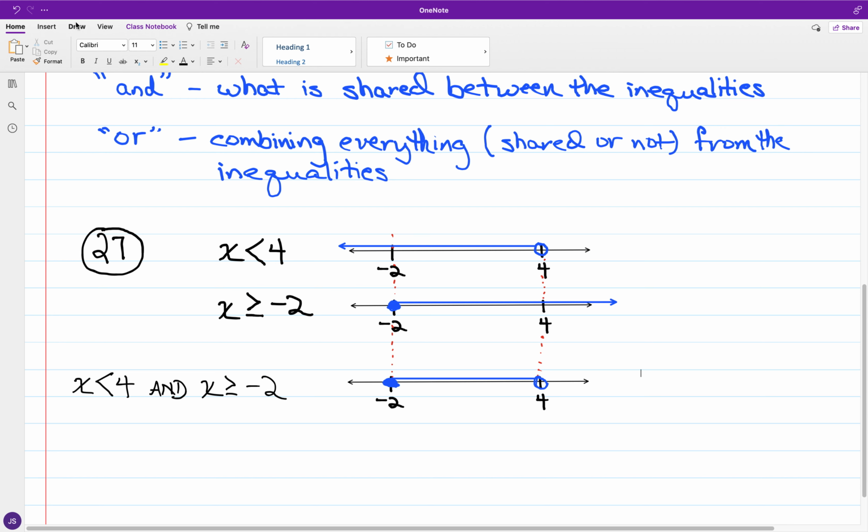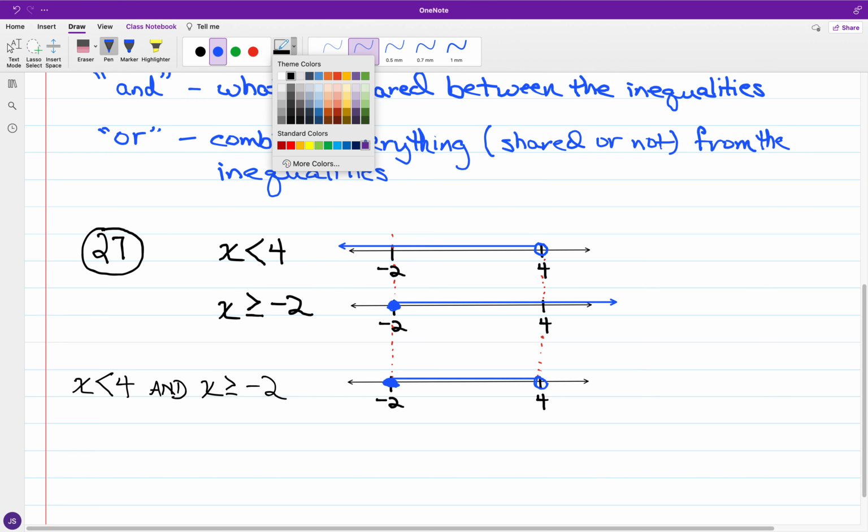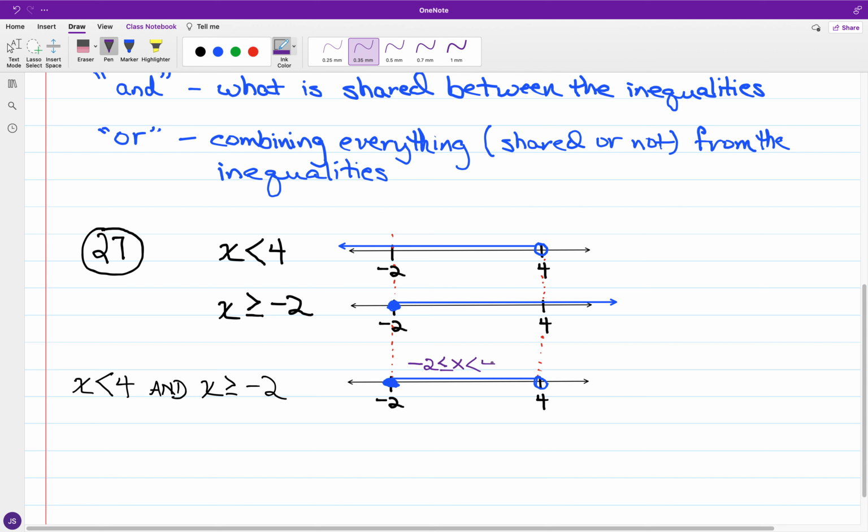Notice if I consolidate, what is in common? We have the lower limit at negative 2, and x is between negative 2 and the open circle at 4. So negative 2 is less than or equal to x, and x in turn is less than 4. So again, just consolidating these terms as a compound inequality: negative 2 is less than or equal to x, and x in turn is less than 4.